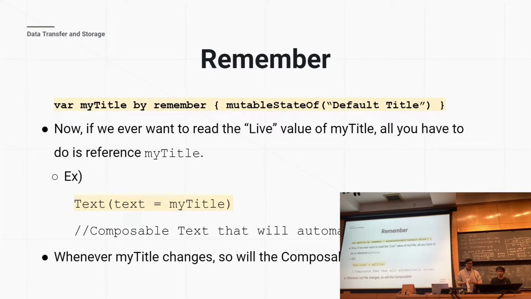So if we want to actually read the live value of myTitle, all you have to do is reference myTitle. So here, for example, if you want to change the text field, text equal to myTitle, well, all we have to do is set text equal to myTitle, and whenever myTitle changes, so will the composable. And the composable will update accordingly.